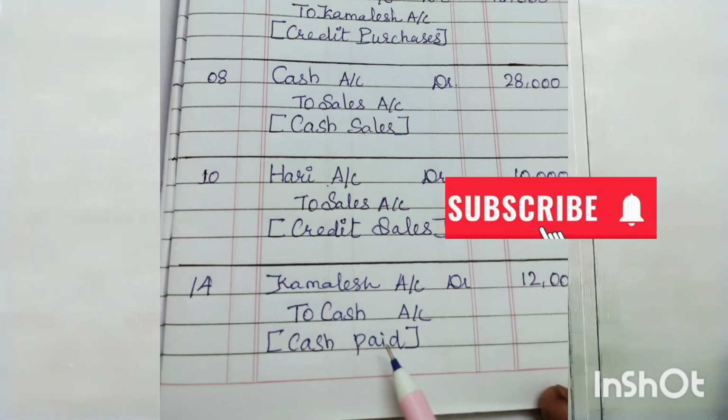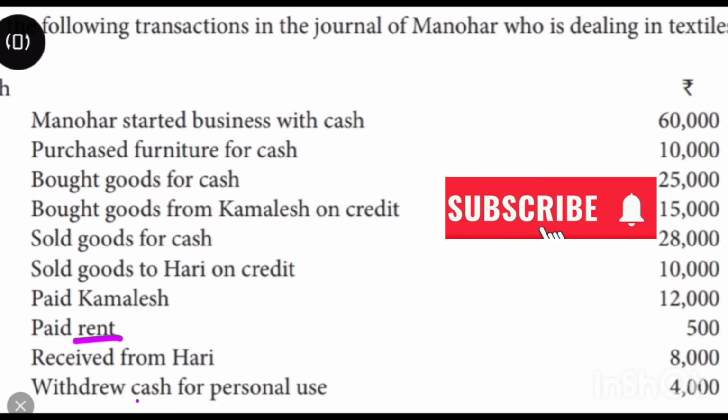Then come to the next line. In the particular column, what account will be credited? We have to enter cash account. So for the cash account, what amount is given? 12,000 we have to write in the credit column of the same line. Then come to narration. What narration is given here? Listen to the transaction: paid Kamalesh. We have to write paid Kamalesh within brackets in the particular column. So narration is completed. Now the transaction is completed. What do we do? We have to draw a line. This transaction is completed. Then come to the next transaction.